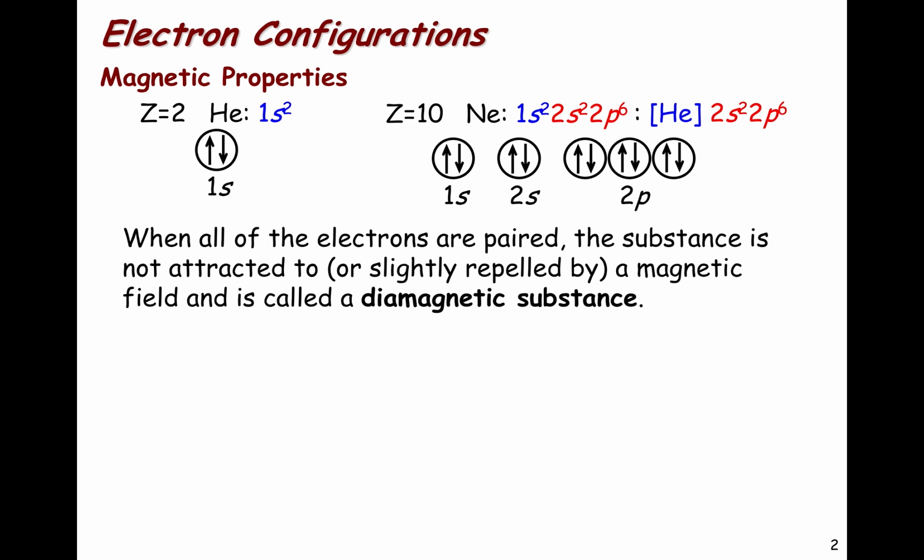So here you have the electron configuration and orbital diagram for neon and helium, both of which have the same number of arrows pointed up as arrows pointed down in the orbital diagrams. This is a classic example of diamagnetic substances.